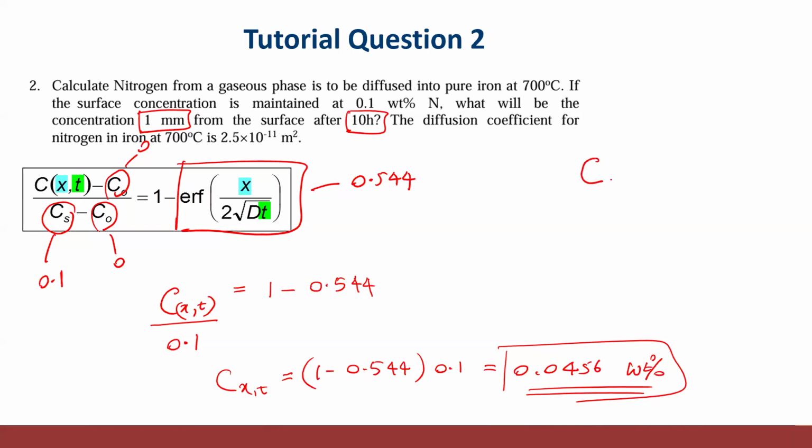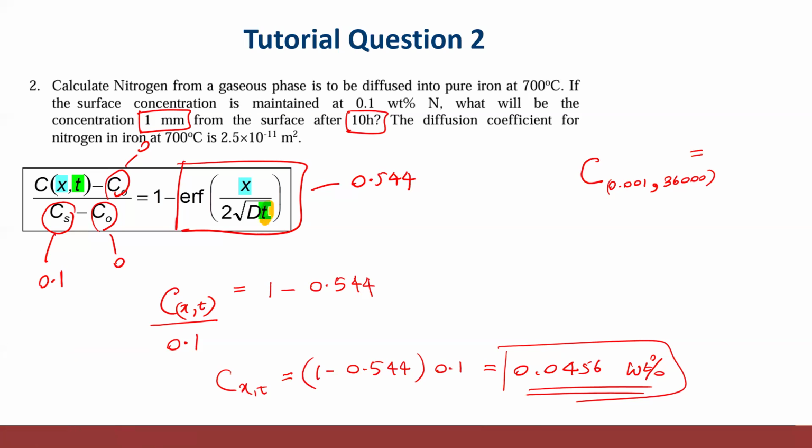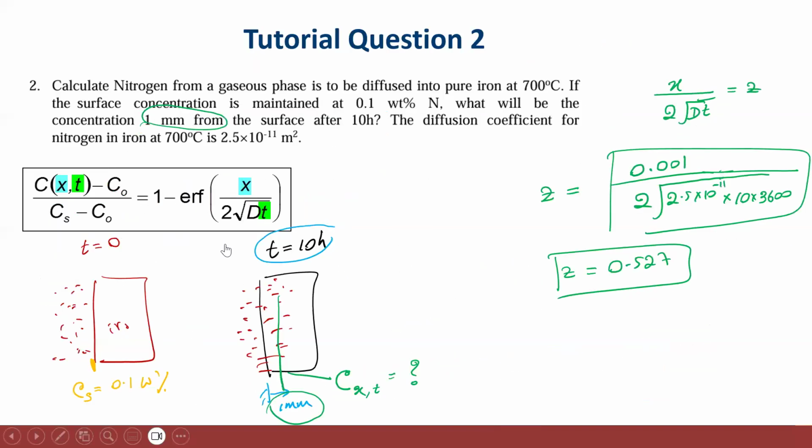C means the concentration, X means the distance. In our case, X is 0.001. T is the time, which in our case is 36,000. We already added that, didn't we? We added this time and the X distance here when you are finding this. We included that. We found this one at the very beginning. Do you remember?